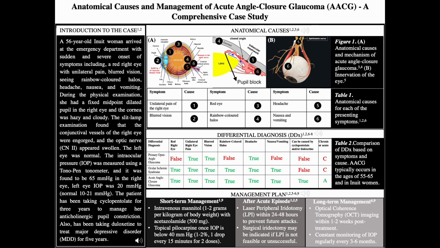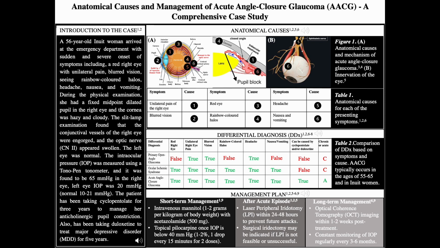So here we have a 56-year-old Inuit woman who had arrived at the emergency department with sudden onset of symptoms. These included a red right eye with unilateral pain and blurred vision. She was seeing rainbow-colored halos. She had headache, nausea, and vomiting. During the examination, she had a fixed mid-dilated pupil of the right eye, and the cornea was hazy and cloudy.